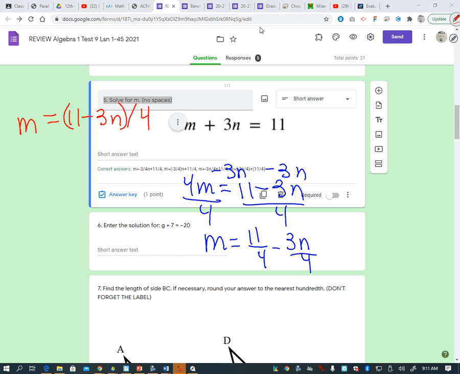Yeah, now you can change the order. I thought it was 11 minus 3n divided by 4. It's the same thing. You can split it, okay? So it's 11 divided by 4 and negative 3n divided by 4, or 11 minus 3n all divided by 4. It's the same thing, okay? So you could also write, m equals 11 divided by 4 minus 3n divided by 4, something like that. It's the same thing, okay?